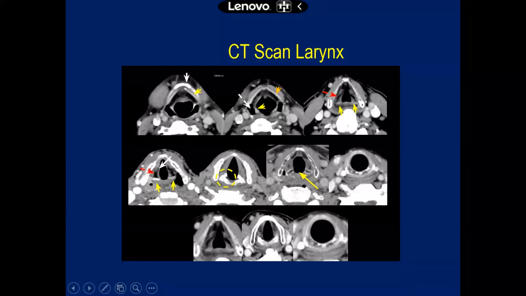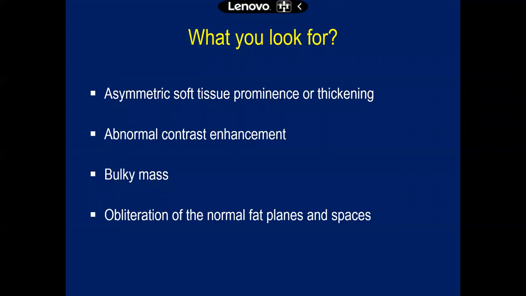Now, what you are looking for in a CT scan, always you look for symmetry. If both sides are equal, perfect, it may be normal. But whenever you see something abnormal on one side compared to the other side, always you compare with the other side. And if you see any soft tissue asymmetry, any abnormal contrast enhancement, if you see any contrast enhancement.